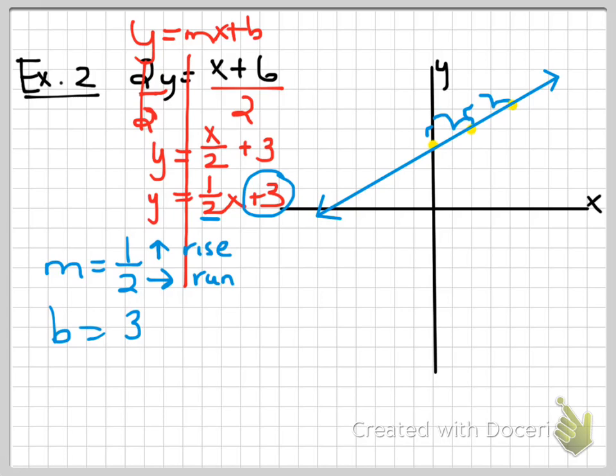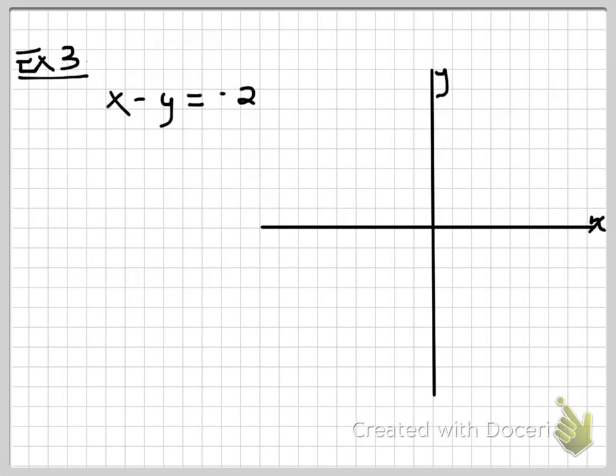Okay. Pretty easy. Again, if you have any questions, please write those questions down and come see me in tutoring. Okay, let's look at another example. Here again, we have an x now, keeping our y from being by itself. So we want to get rid of our x first. So the very first thing that we're going to do is subtract x from both sides. Okay, I'm going to subtract x from over here.